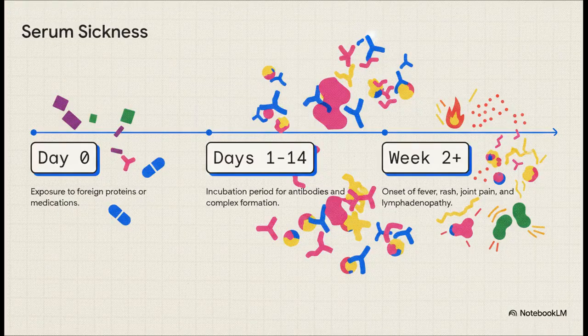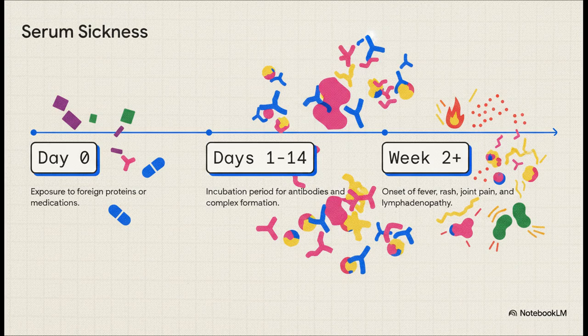And this brings us to another classic systemic disease, serum sickness. Notice the delayed timeline here. It doesn't happen instantly. A patient is exposed to a foreign protein, maybe a specific medication or an antivenom. Then there's a distinct incubation period.